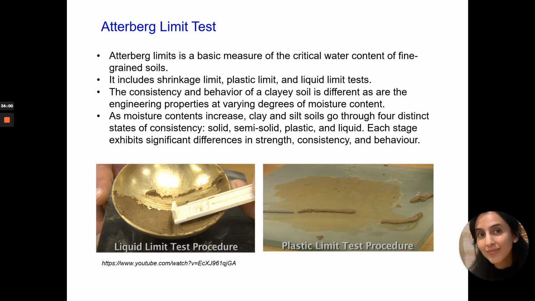The consistency and behavior of a clayey soil is different, as are the engineering properties at varying degrees of moisture content. So kalau moisture content dia lain, dia punya sifat tu akan jadi lain. As moisture content increases, clays and soil go through 4 distinct states of consistency. Sama ada consistency tu dia solid sebab solid tu kurang air ke, ataupun dia liquid, very liquidity sebab high moisture content. So you can determine that from Atterberg limit test.